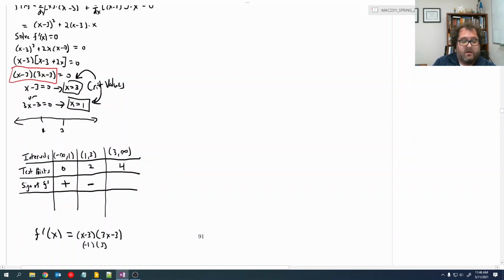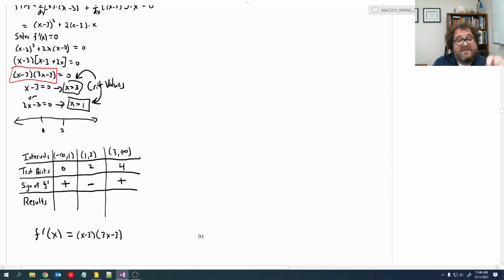And then what about if you plug in a 4? If you plug in a 4, you get 4 minus 3 is 1. 4 times 3 is 12 minus 3 is 9. So you get a positive. Positive times positive gives you a positive result. So again, we don't care about the exact number, we just care about the result being positive or negative. Okay, so now we can state our conclusion.